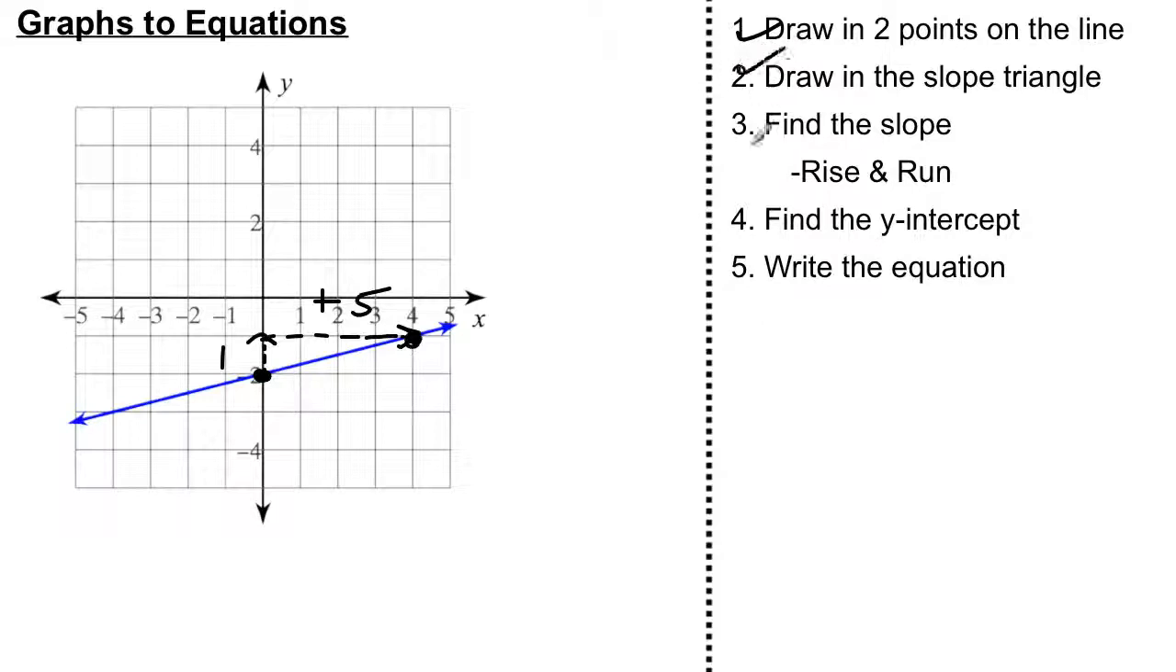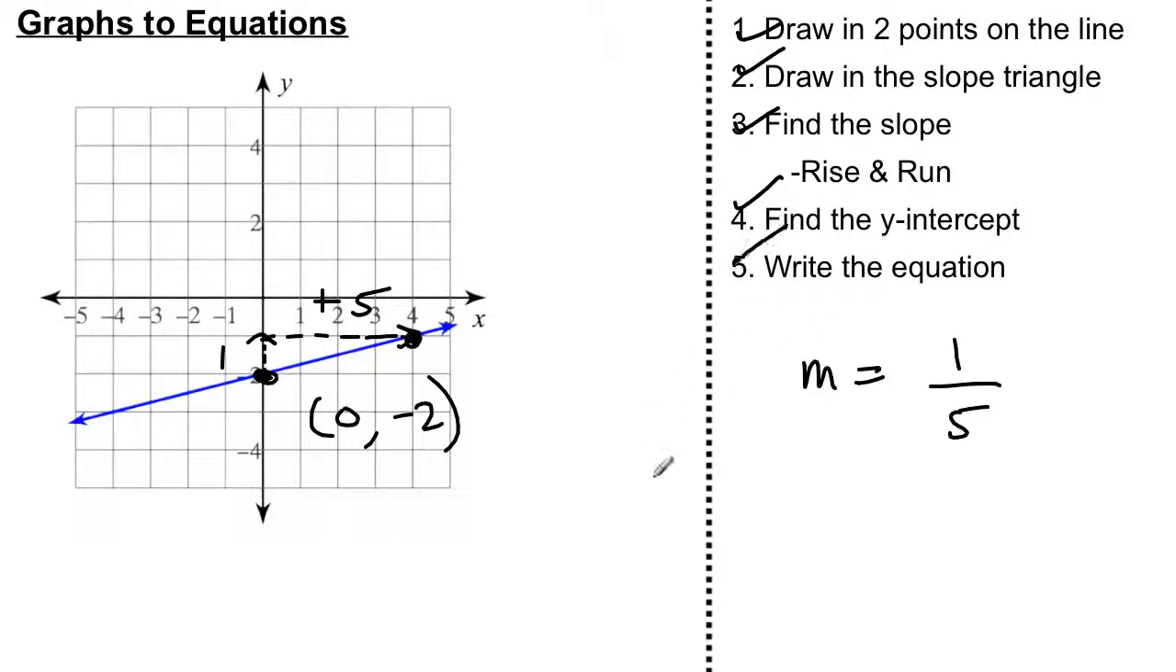Okay, so we drew in our slope triangle. We find the slope. It's rise divided by run. So we say that the slope is equal to 1 over 5. Okay, find the y-intercept. It's right here. It's 0 and negative 2.